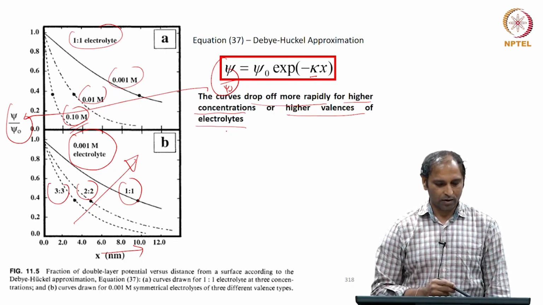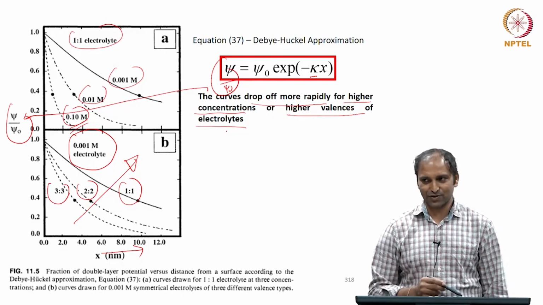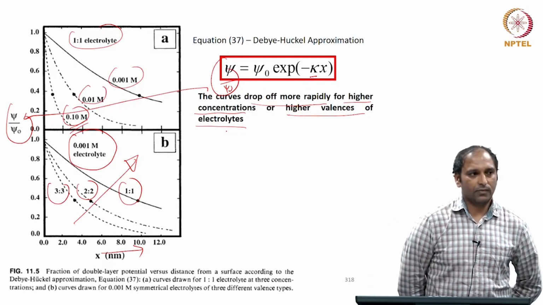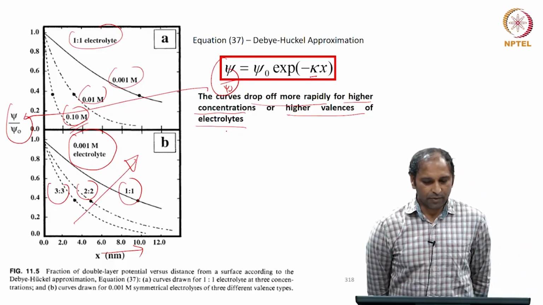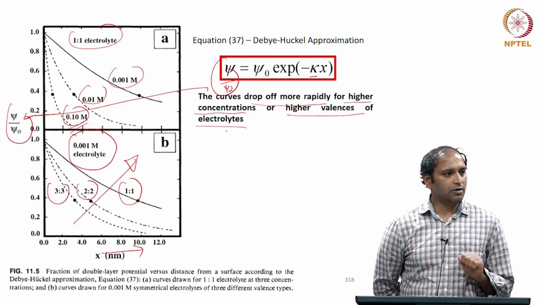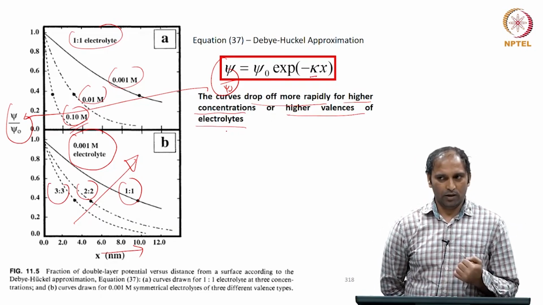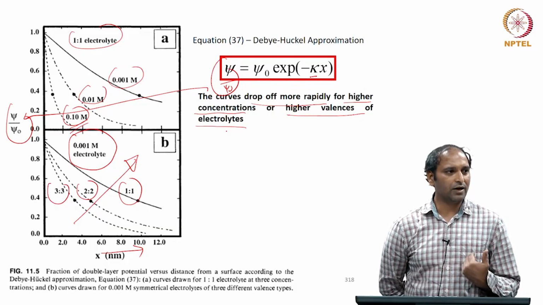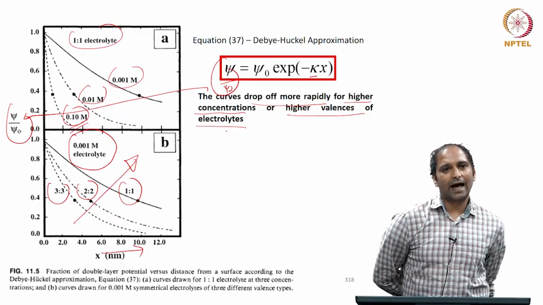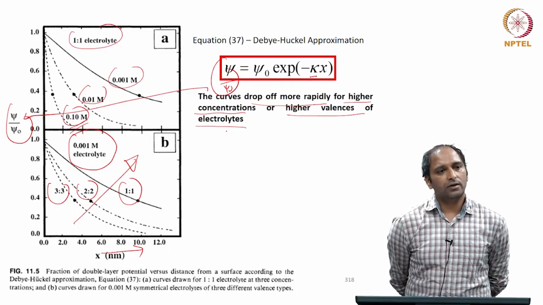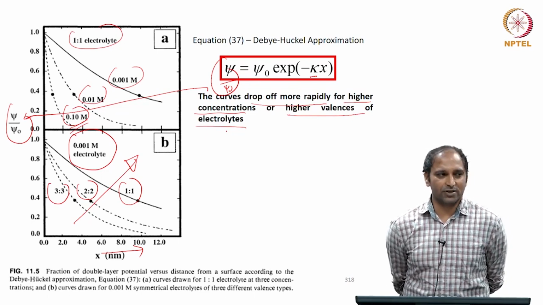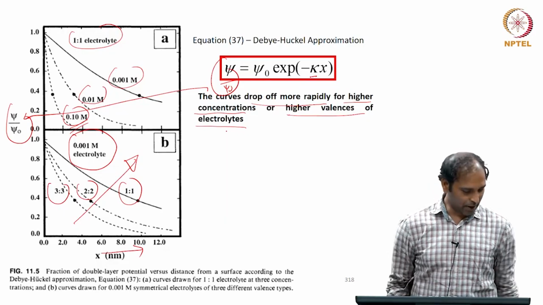What do you think is the implication of the fact that the potential drops off more gradually or more rapidly? What consequence do you think this has on the electrical double layer interactions? Think a little bit about this question. So, I will come back and make a point.